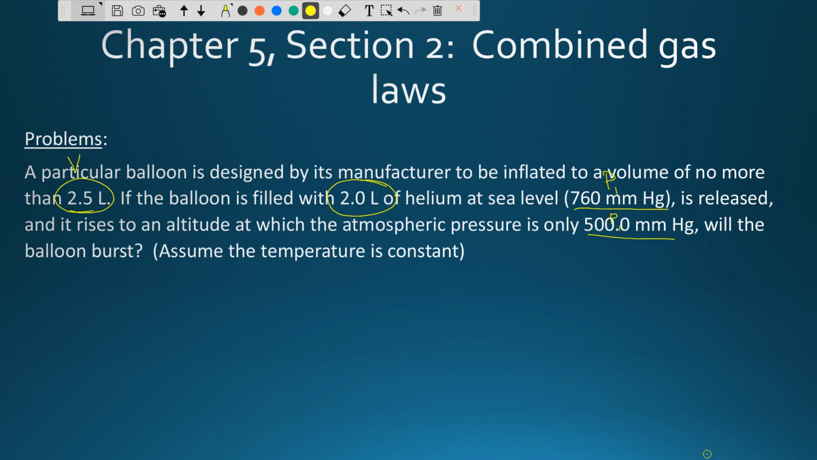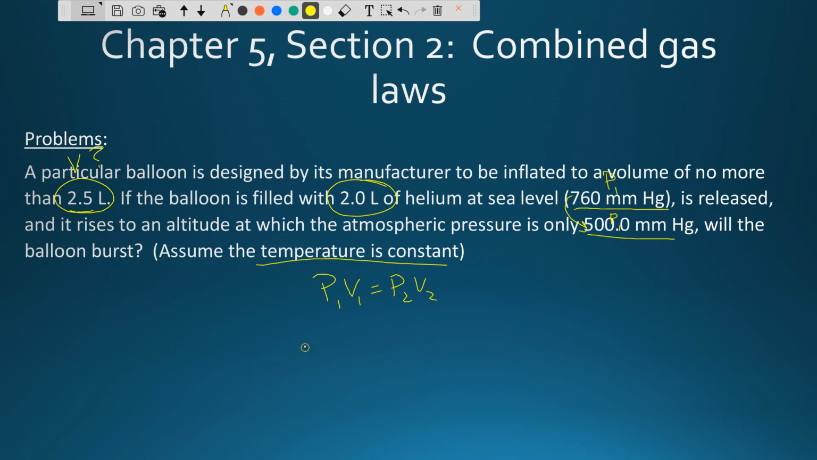Okay, so I know that I'm going to be looking for this, and I see that the temperature is going to be constant, and so I'm just looking at P1V1 equals P2V2. Now remember the trend, that as my pressure goes up, my volume goes down. Here my pressure is going down, and so my volume should be going up. The question is, is it going up to a certain point? And we want to know if it's going to be bursting, okay?